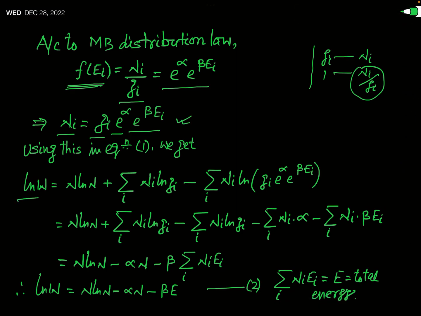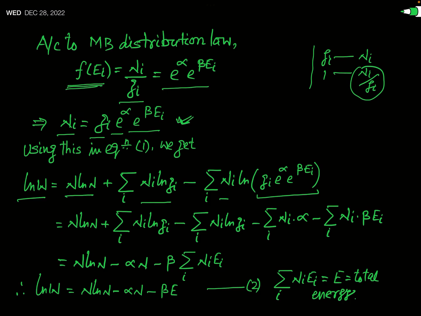result? This will be log W equal to N log N plus summation over I Ni log Gi minus summation over I Ni log Ni. But here you can see instead of Ni I have written Gi into e to the power alpha into e to the power beta Ei, which we have seen here. Okay? Now we will actually simplify this last term.